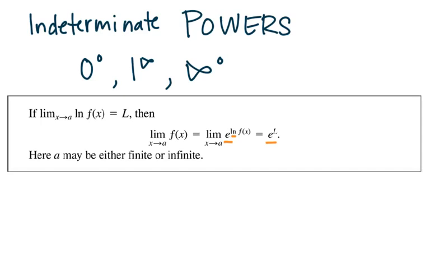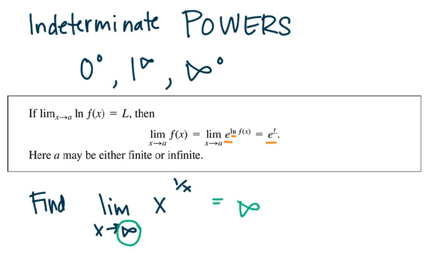All right, so let's look at one last example here. We're going to find the limit as x goes to infinity of x to the 1 over x. So if I plug infinity in for my x's, that would give me infinity to the 1 over infinity, and 1 over infinity is 0. So we've got infinity to the 0.